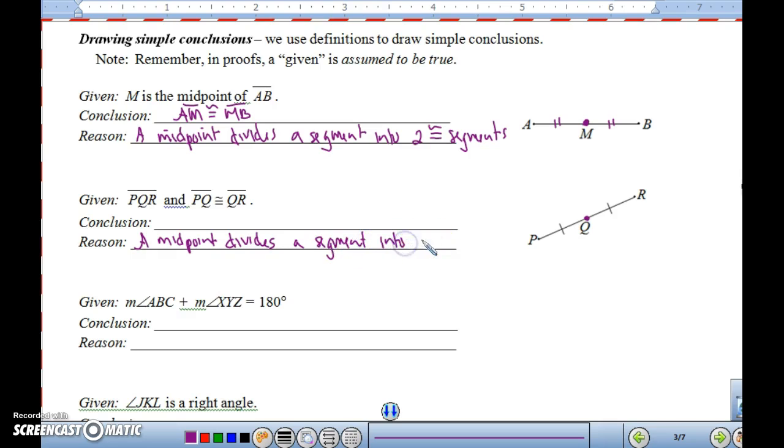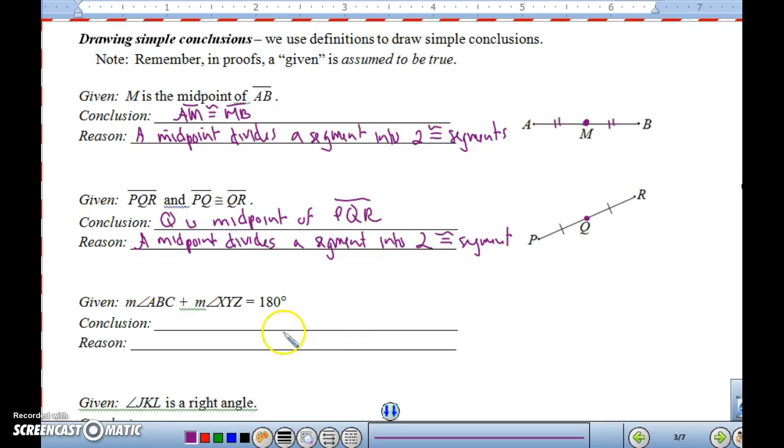If we look at our picture, since we know that PQ and QR are congruent, that means that Q is the midpoint of PQR because it was divided into 2 congruent segments, so therefore it must be a midpoint. Remember, a definition works both ways. If we have a midpoint, it makes 2 congruent segments. If we have 2 congruent segments, then you have a midpoint.